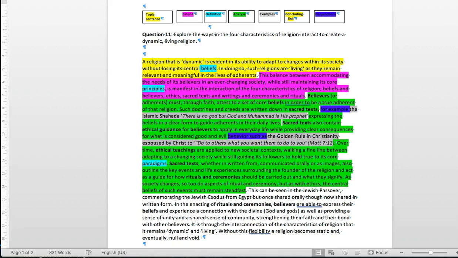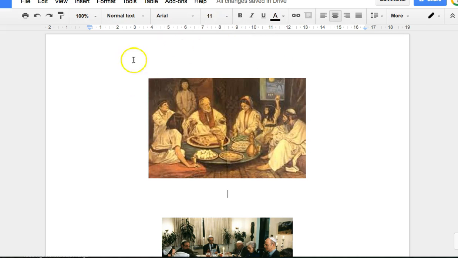As society changes, so too do aspects of ritual and ceremony. But as with ethics, the central beliefs of such events must remain steadfast. We've got our conjunction. This can be seen in the Jewish Passover, commemorating the Jewish exodus from Egypt, but once shared orally, though now shared in written form. That's a change in society. So we see here the story of the Jewish Passover being shared orally.